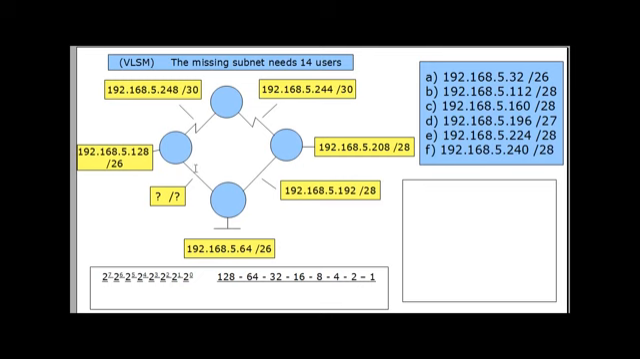First of all, the question gives us a hint. It says the missing subnet needs 14 users. Right off the bat, that tells us what slash we're going to need. /30, /28, /26, /27, what are we going to need? Well, we go down here to our binary chart, and we see the binary place values of 2 to the 0 to 2 to the 7th power. So we need to find out what our subnet mask will be.